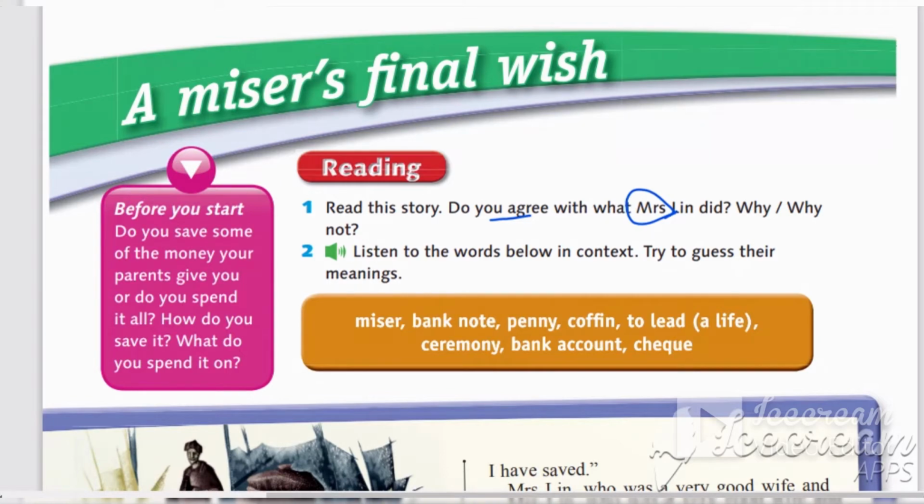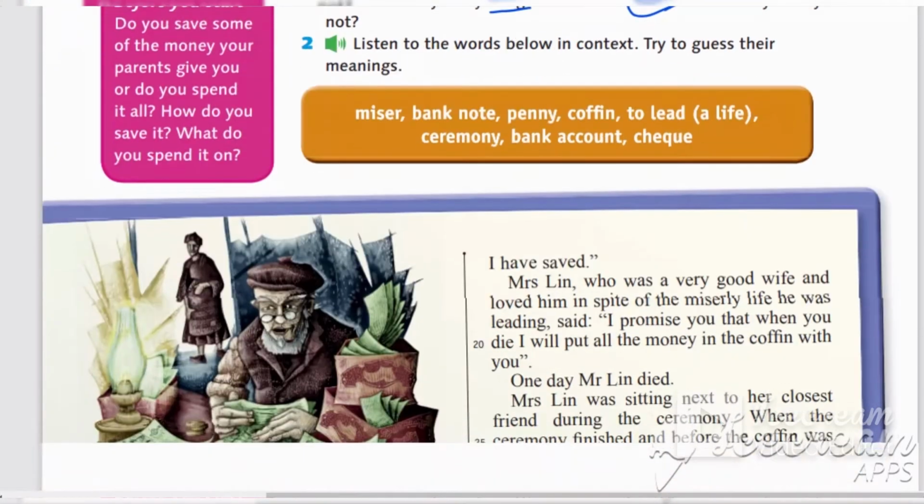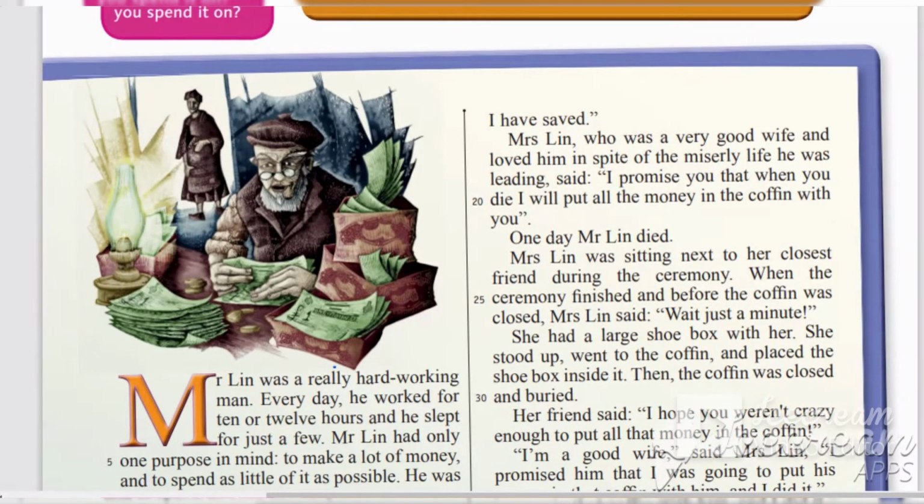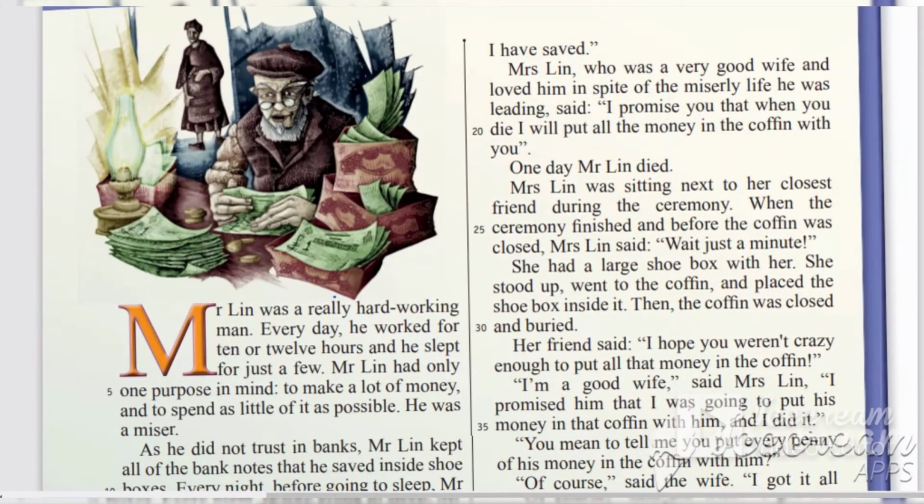تمام. Okay, now look at the picture. This is a picture of a man. He's an old man. He is counting his money. Look at these boxes. These are boxes of shoes. And this is his wife. Okay, so this is Mr. Lin and this is Mrs. Lin. Okay, the man and his wife. Now we will read the story and then we will answer the question.